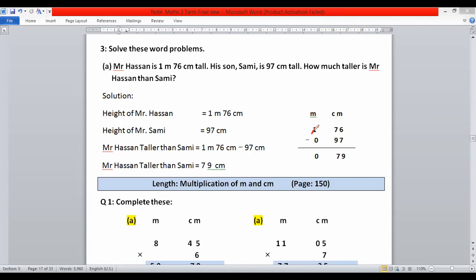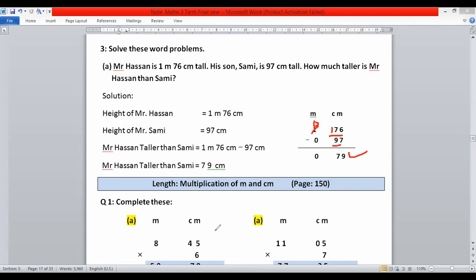Here take 1, you get 0 here, and 1 meter means 100 centimeter and put 1. Add 76 with 100. 100 plus 76, 176. Subtract 97 from 176, you get 79 centimeter.